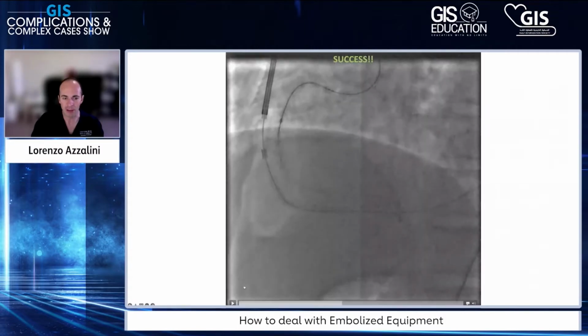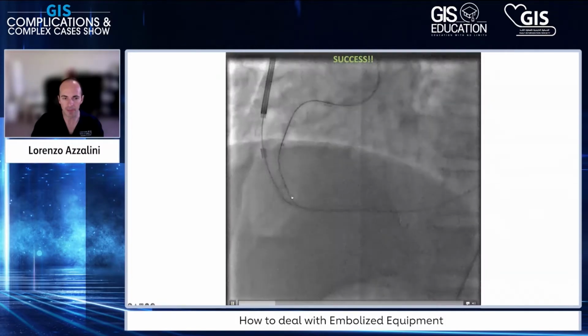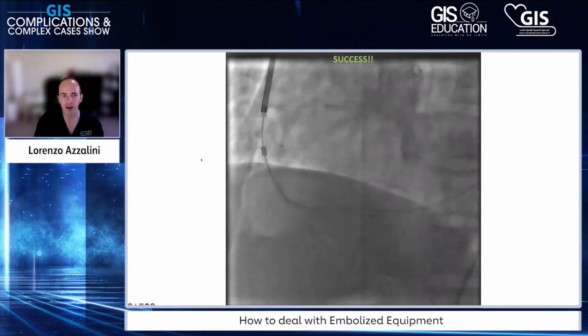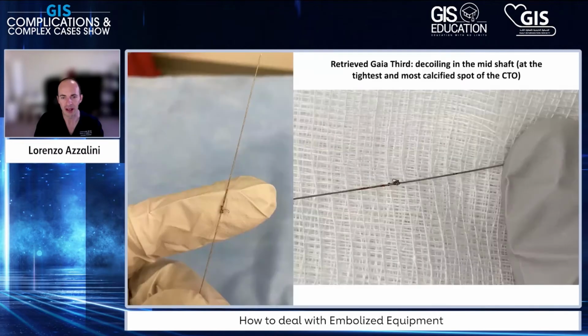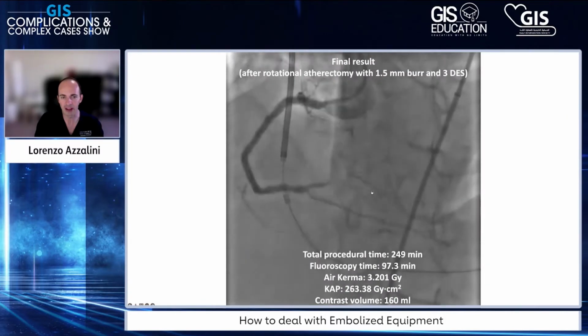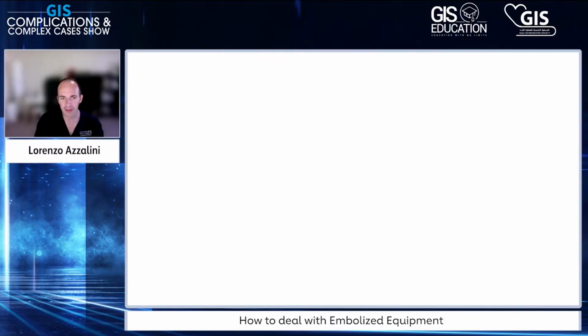And then we can actually pull out the entrapped Gaia Third through a microcatheter Fine Cross and the guide catheter extension. And this is how it looks. You can see it was just trapped at the most calcified spot of the CTO. And then we finished the case with atherectomy with a good result.